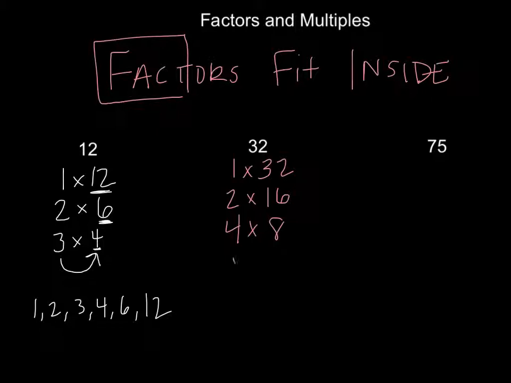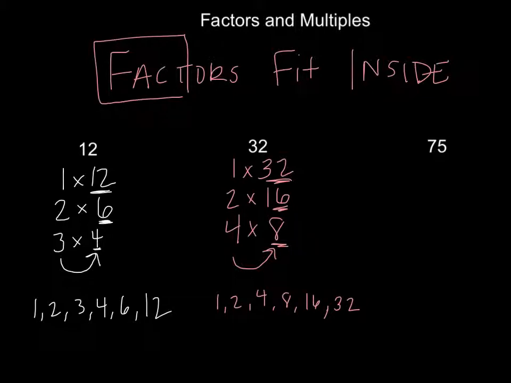So once again, I have reached my turnaround point because 8 can evenly fit inside of 32 with 8 times 4, which is already up there. And then 9 through 15 will not work. 16 is here. And the last number that fits inside of 32 is itself. So my factors for 32 are 1, 2, 4, 8, 16, and 32.